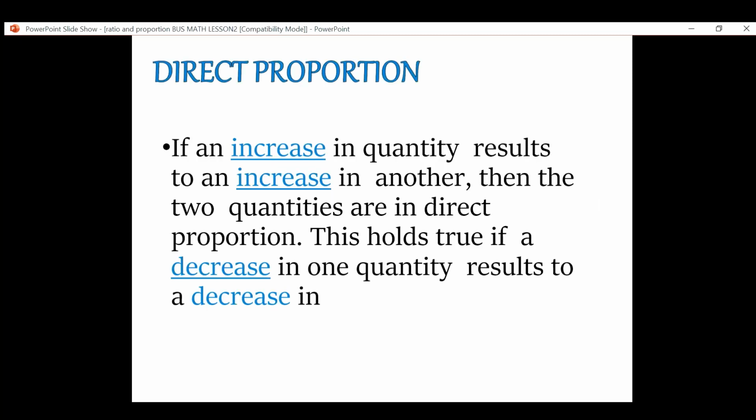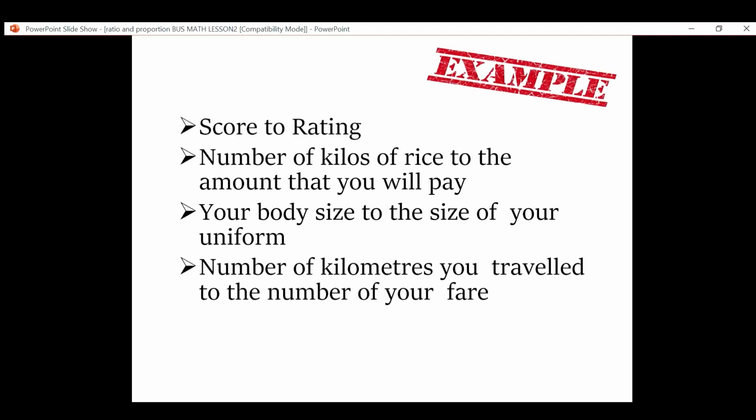Okay, so for the first one, direct proportion: if an increase in one quantity results in an increase in another quantity, then the two quantities are in direct proportion. This also holds true if a decrease in one quantity results in a decrease in another quantity. Examples are scores to rating, number of kilos of rice to the amount that you will pay, your body size to your uniform, and the number of kilometers you traveled to the number of your fare.